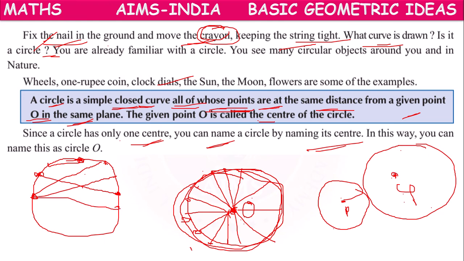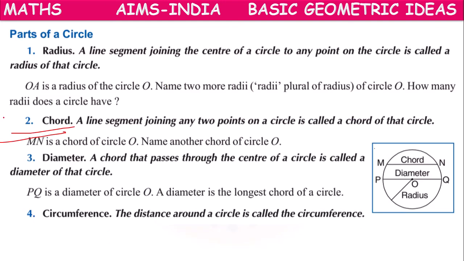Radius means joining the middle point and a point on the circle. But chord means two points should be on the circle, not at the middle. Chord means any line segment joining two points on the circle. Like M is a point on the circle, N is a point on the circle, the line joining is called a chord. Or P and Q, the line joining PQ is called a chord. So the line joining any two points which lie on a circle is called a chord. So MN is a chord of circle O.